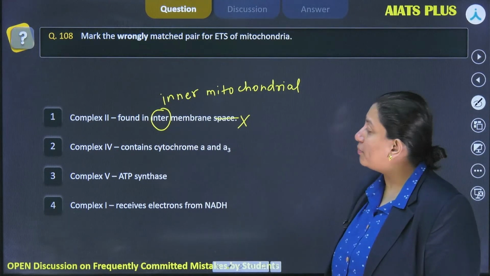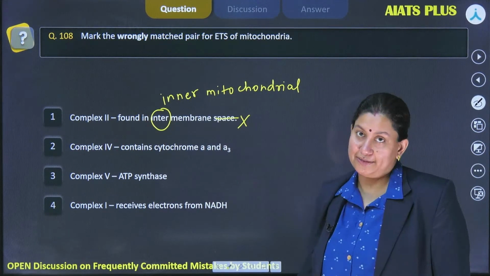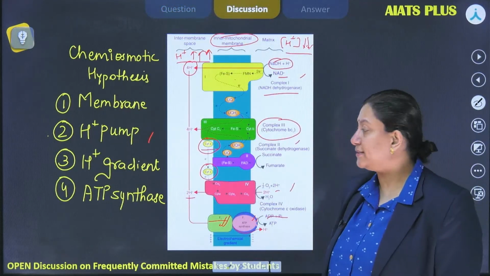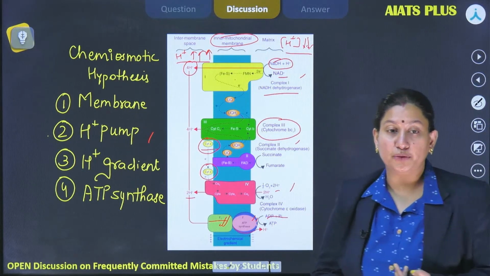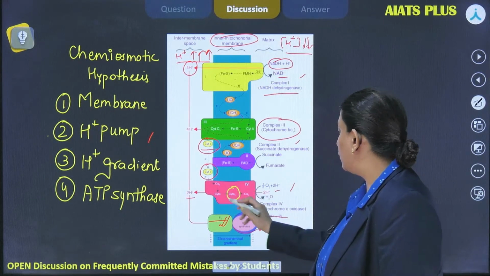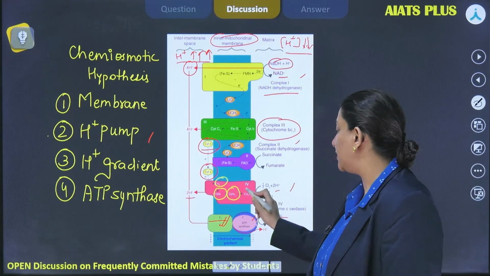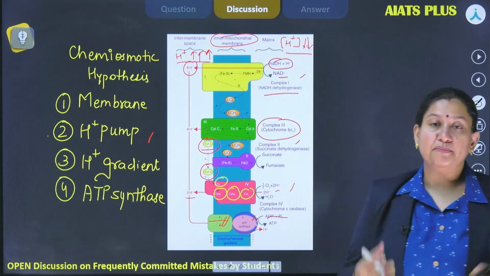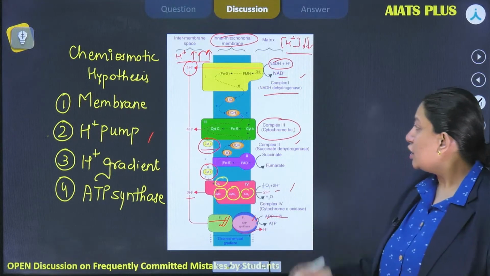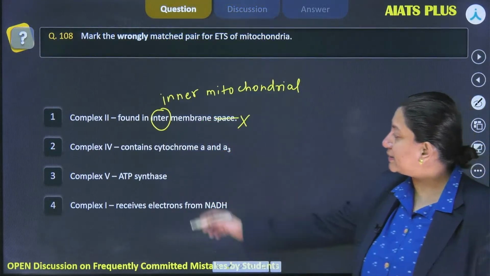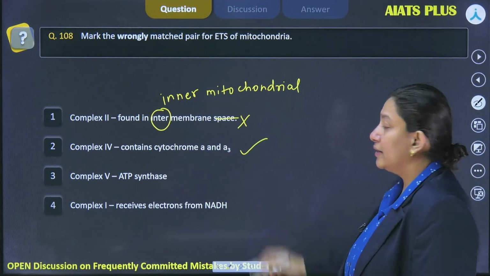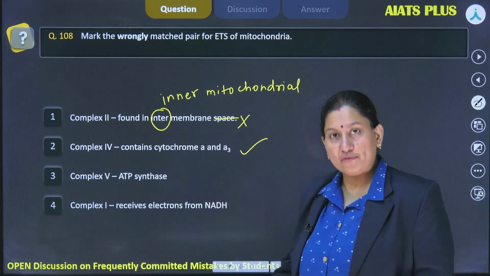The second one is saying complex 4 contains cytochrome A and A3, right? So if we talk about complex 4, which is cytochrome C oxidase, a very important part about its constitution is that it contains cytochrome A and A3 and then 2 copper centers as well, right? So this is the major constitution of complex 4, because of which the electron tunneling is happening. So the question is saying that it contains cytochrome A and A3, so it's correct, along with 2 copper centers.